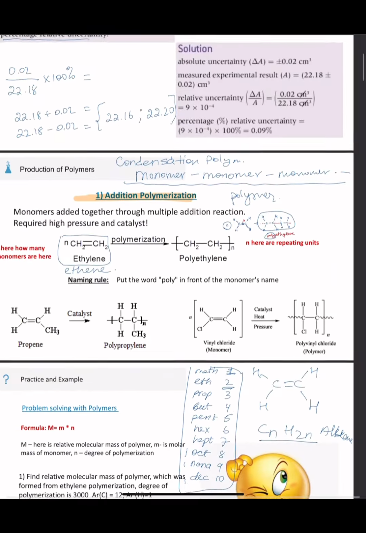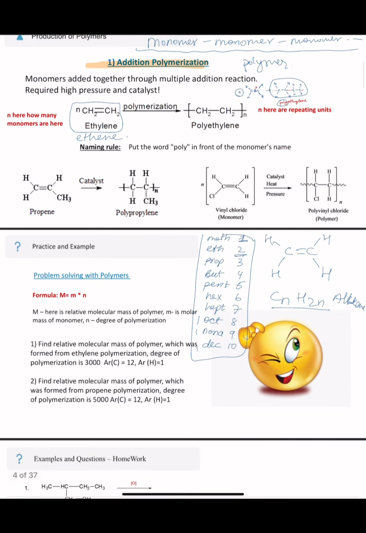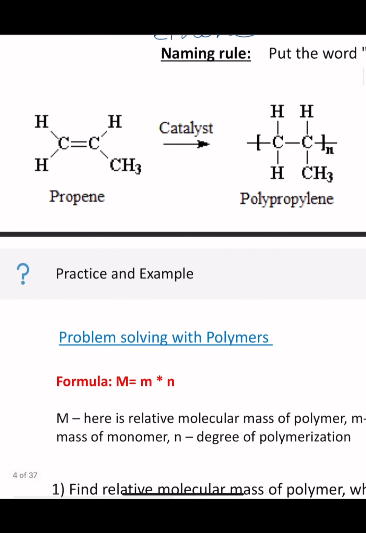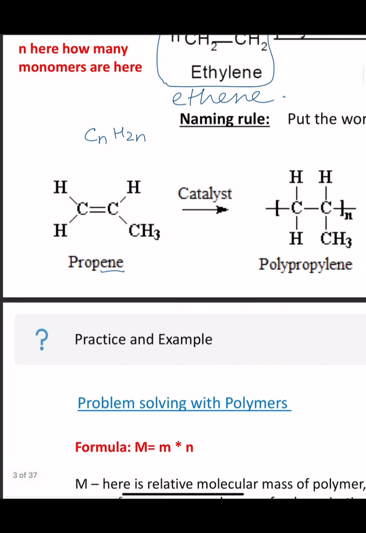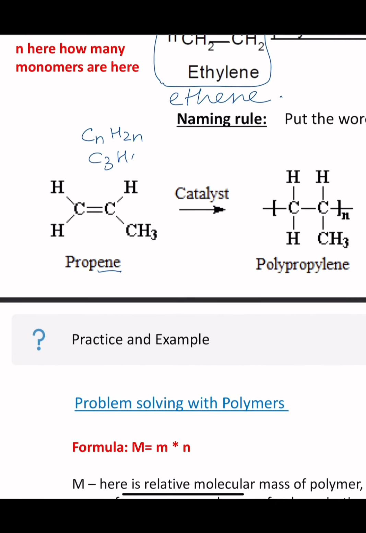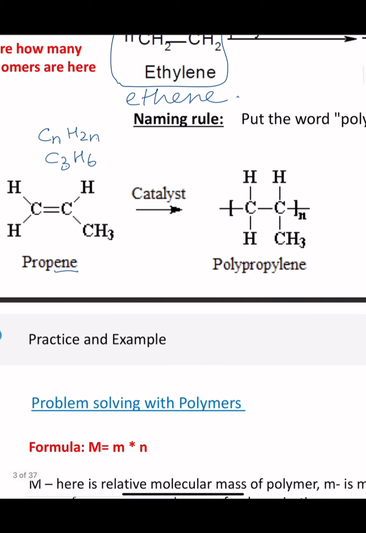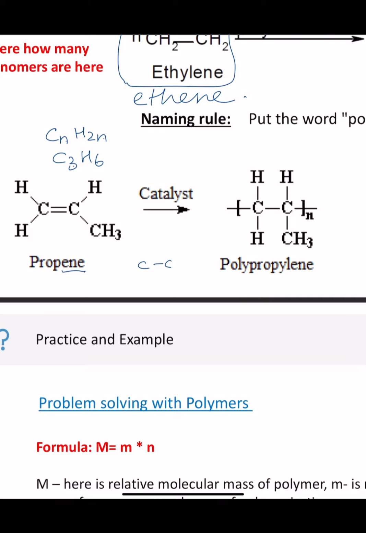Now you can do this with propene. As you know, propene's ending is -ene. We know that it is an alkene, CnH2n. I know that prop is 3, so it's going to be C3H6, like 2 times 3, right? So what you need to do is you put carbon, carbon, carbon, and then you put your hydrogens. 6 hydrogens.